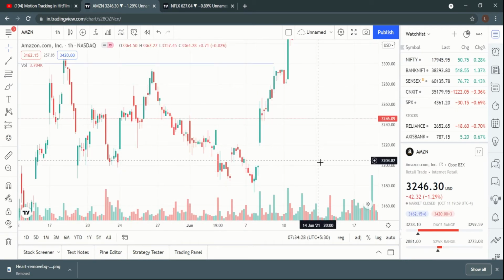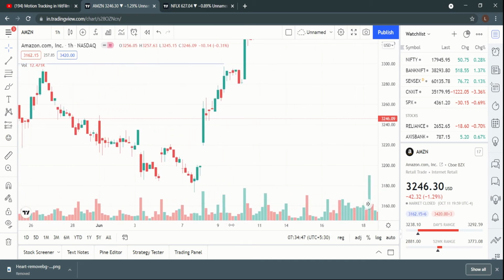Okay friends, so the next chart that I have pulled is of Amazon.com. This is again an hourly chart. We start looking at the chart from here. We see that every hour we have a decline in the price, and finally here we see the formation of a hammer. I will zoom it a little so that it becomes visible.